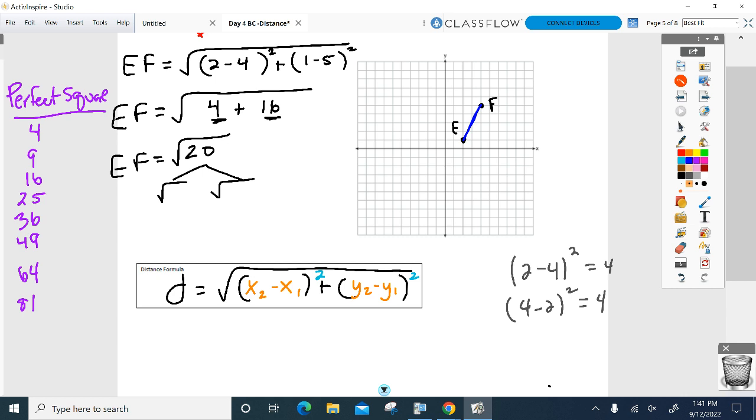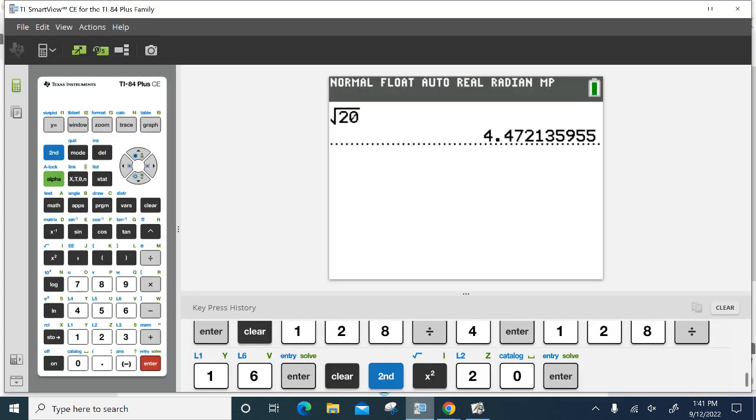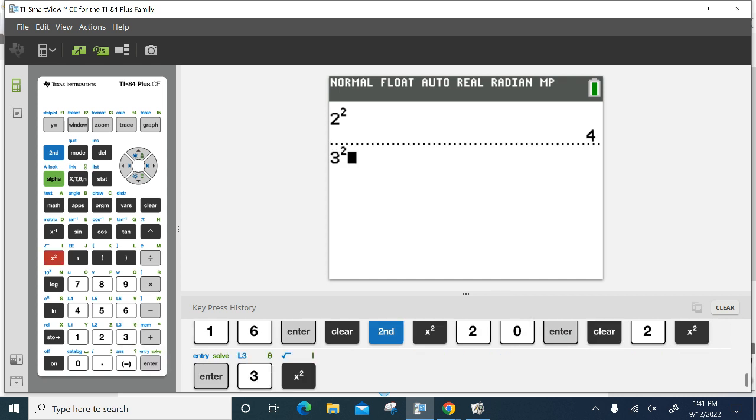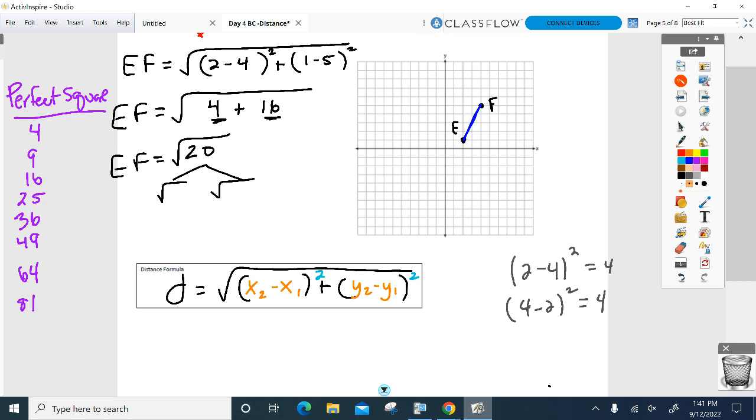Anybody know where I got these numbers from? What am I going to get here? 4. What am I going to get here? 9. What am I going to get here? 16. You just square any number and you get a perfect square. Okay? So no need to memorize, just start squaring numbers and you get perfect squares. All right, let's go back to my 20 now.